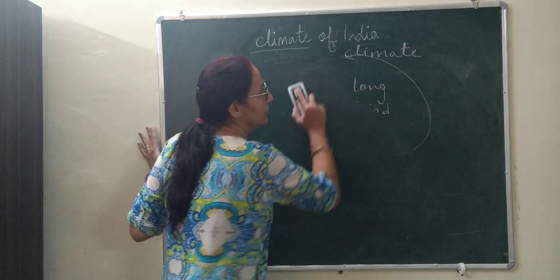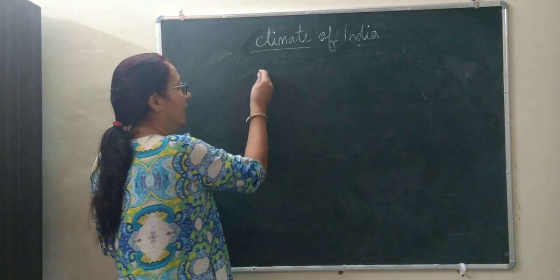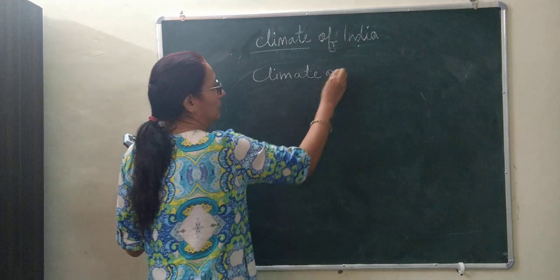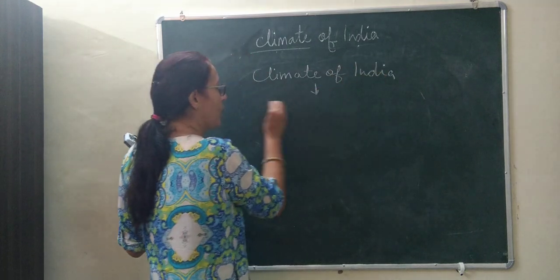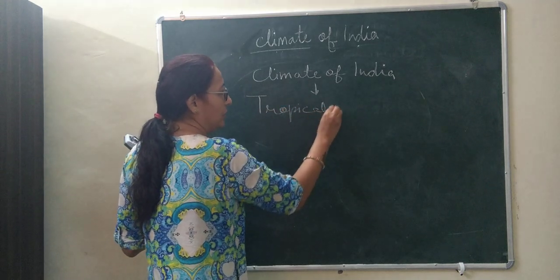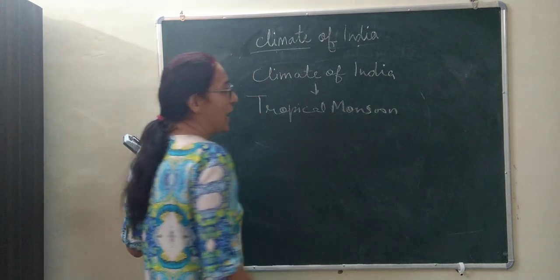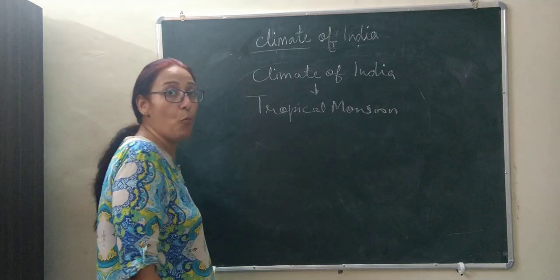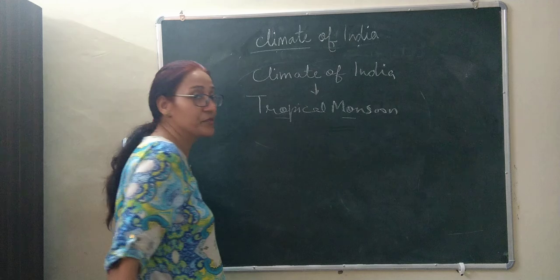Now the next important topic is, what is the climate of India? Climate of India is tropical monsoon type. Tropical monsoon type. I have written two terms here. One is tropical and the second one is monsoon. So we will learn both terms separately.